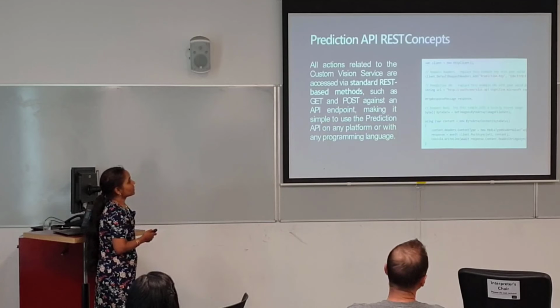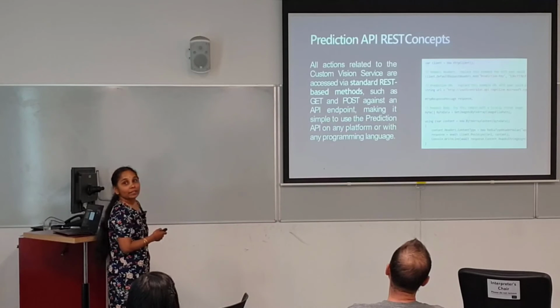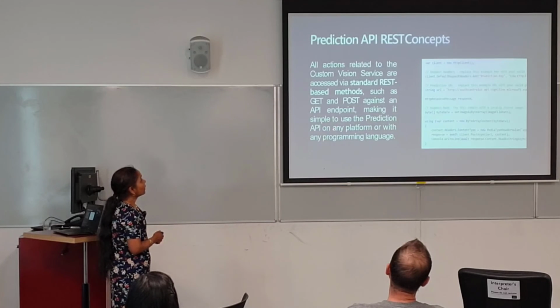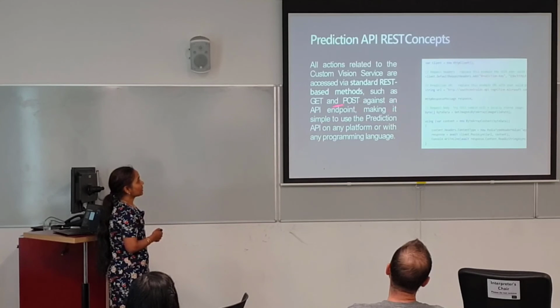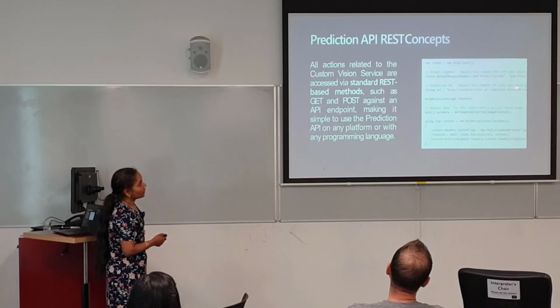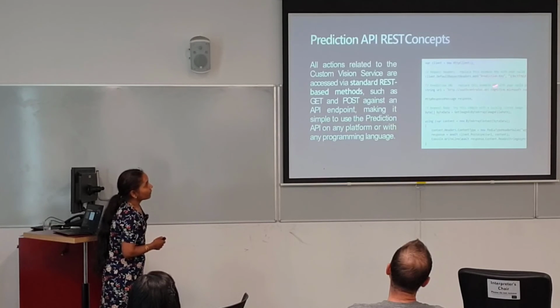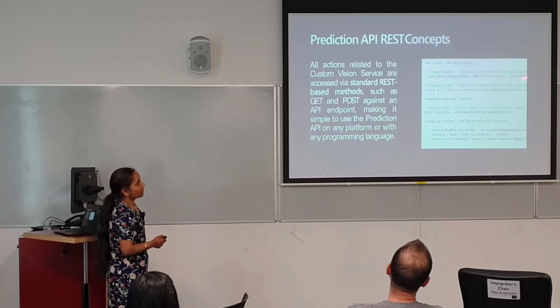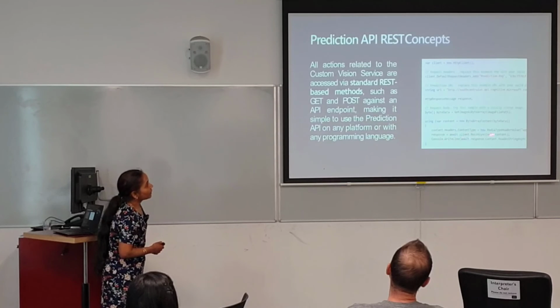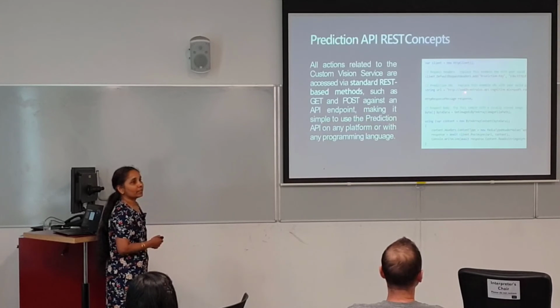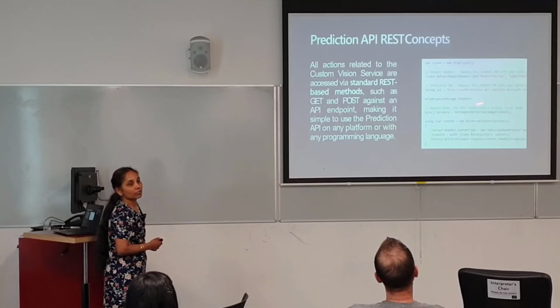See, REST concepts. Standard is REST, and then you can use the get and post methods against an API endpoint. So that's your endpoint URL, and there will be a prediction key. And this is for C#, right? Yeah, this code is for C#.